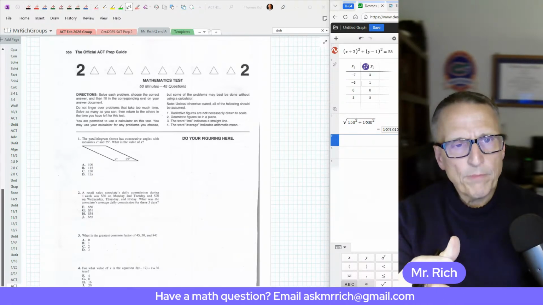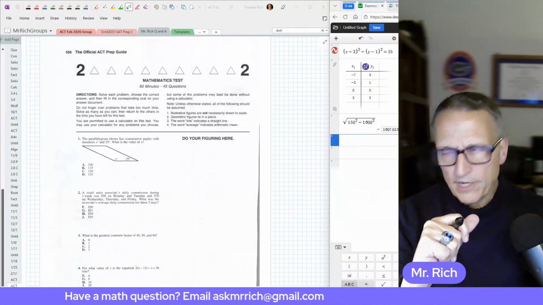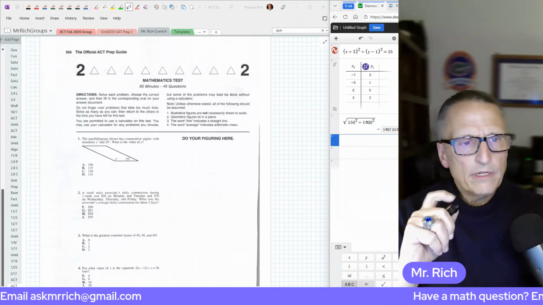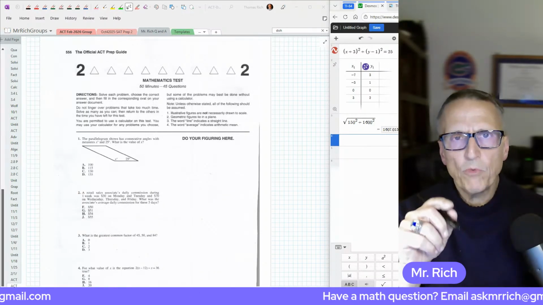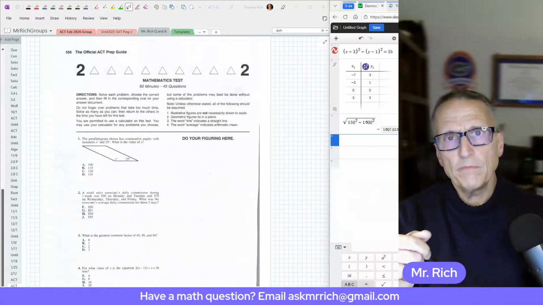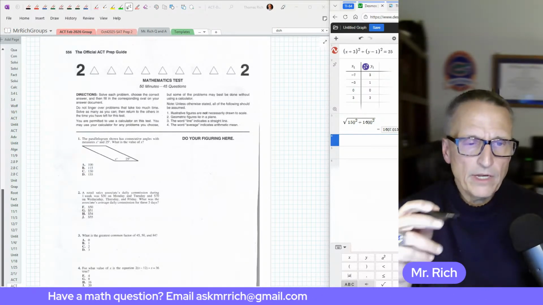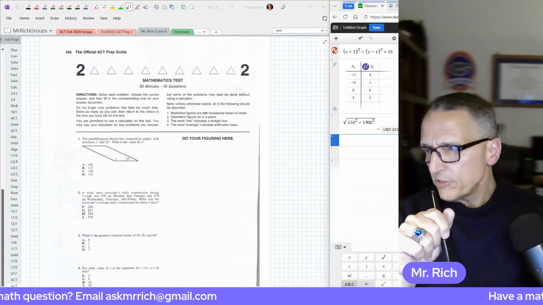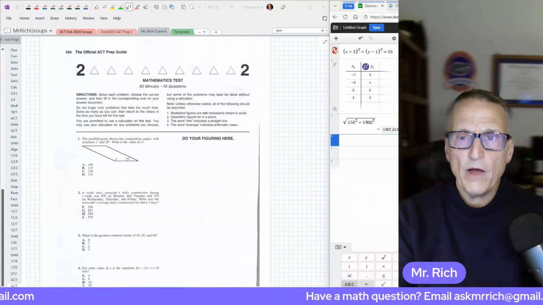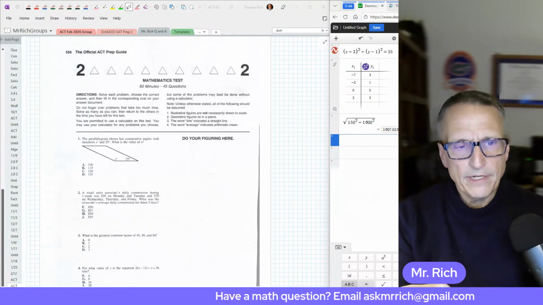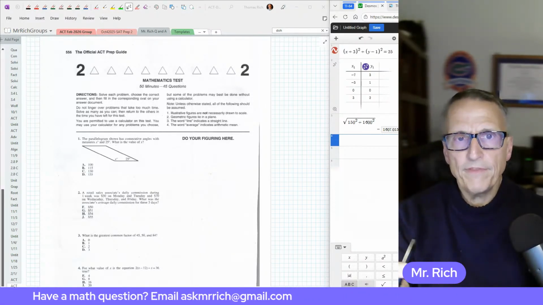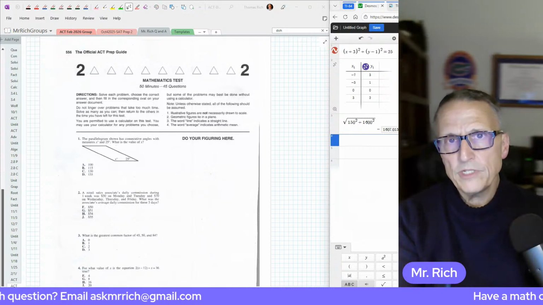I'm going to take one of the practice tests, and I think the practice test that I've got pulled up here for us to look at is the digital practice test number 1, which is in their latest Red Book ACT book. And I think that's the very first one there. So I've picked out some problems where we will use Desmos, and I'll show you how it might come in handy.